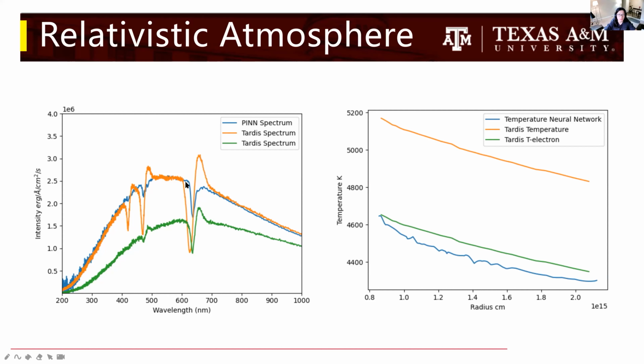So I think we may be the only group applying neural networks to this kind of work. Of course, there are other papers on radiative transfer, and there are other people looking into PINNs for radiative transfer. But with this kind of application to astrophysics, I think we may be the only one.